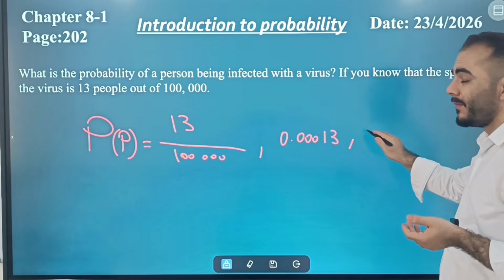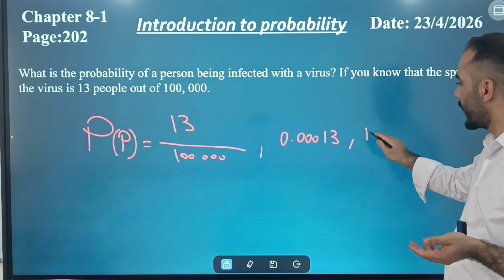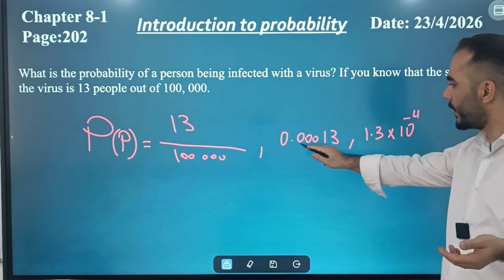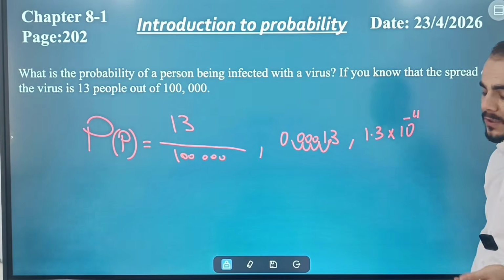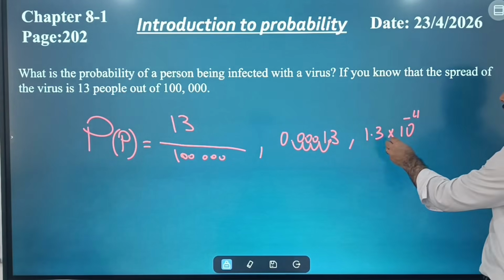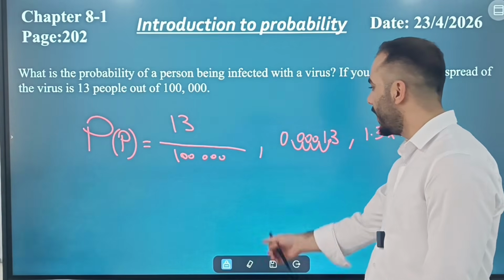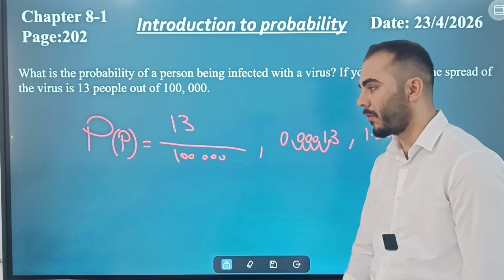Or you can write it in scientific notation form, which is 1.3 times 10 to the power of negative 4. See, look, 1, 2, 3, 4. So it's going to come here: 1.3 times 10 to the power of negative 4. You study this from grade 7, and I think in grade 6 as well, how to write numbers in scientific notation. Anyway, just the fraction form is enough. Normally, it is either in this form or in the decimal form, okay?